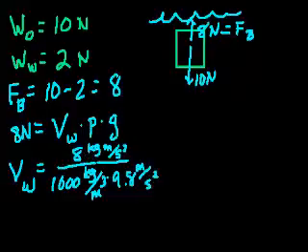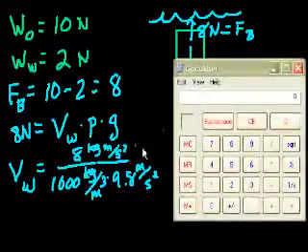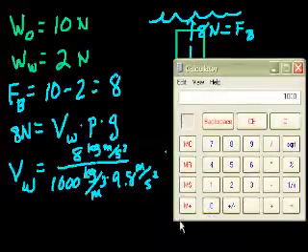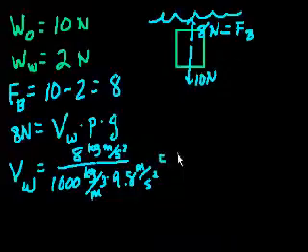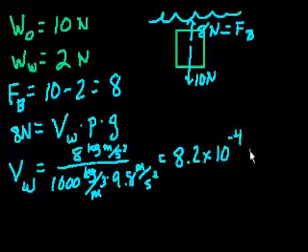So let me get my calculator. So I have 8 divided by 1,000 divided by 9.8, which is equal to 8.2 times 10 to the negative 4 cubic meters. So just knowing the difference in the weight of an object when I put it in water, I can figure out the volume.